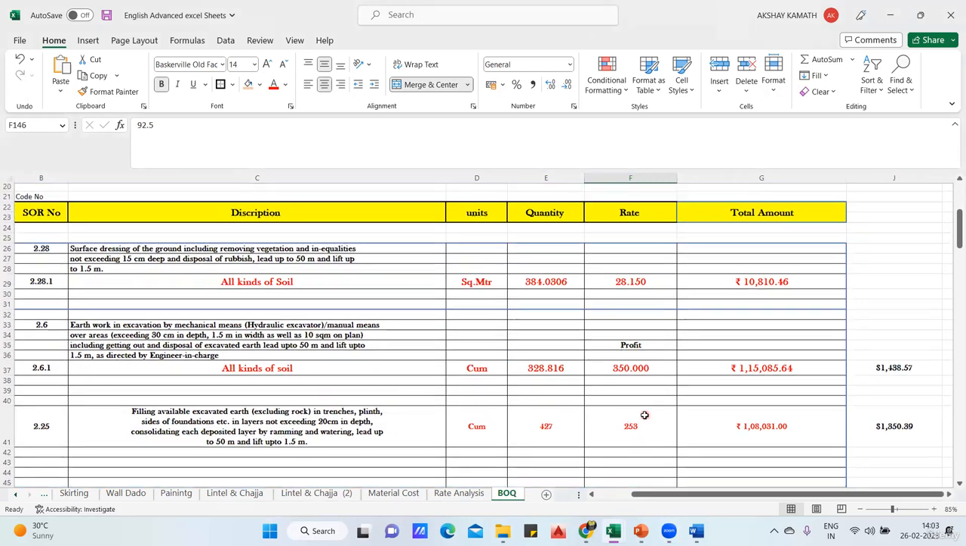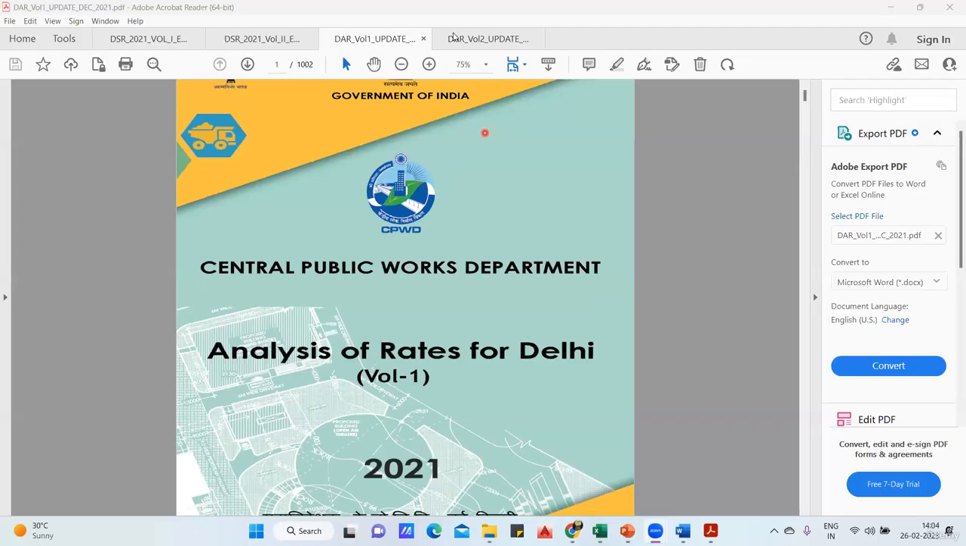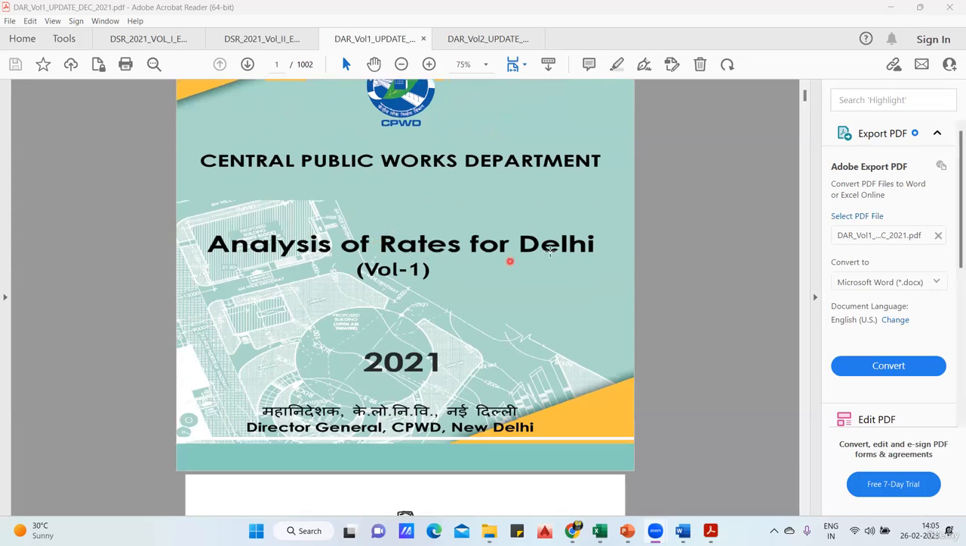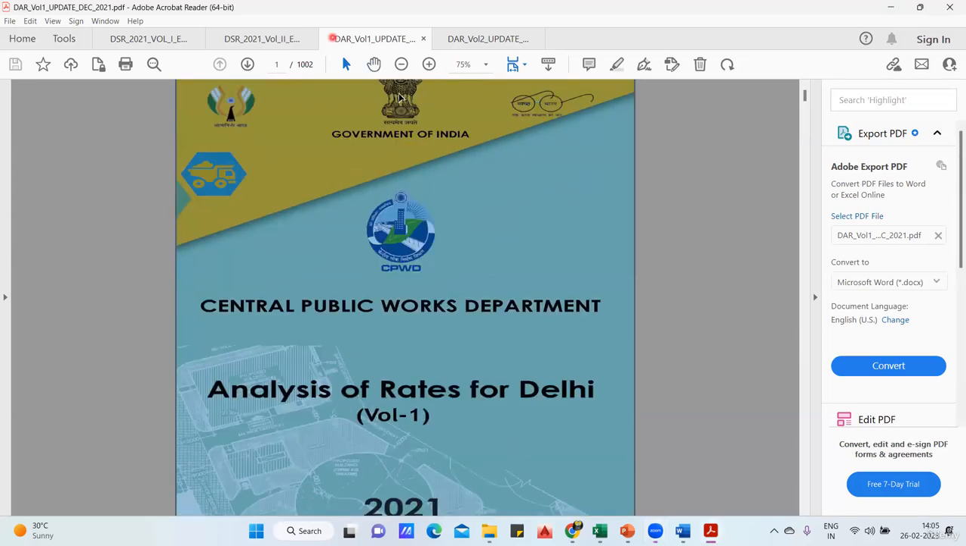Now the main question is, from where did we get all these rates? For that, I told you that you need to refer to the DSR, that is the Delhi Schedule of Rates. Another one is the Delhi Analysis of Rates, which is called DAR. So you need to look into this. That is the Central Public Works CPWD Analysis of Rates for Delhi. In this, the entire analysis will be given, and based on that we are going to do this. I have already attached all these things for you. It's written DAR Volume 1, you have to go there.